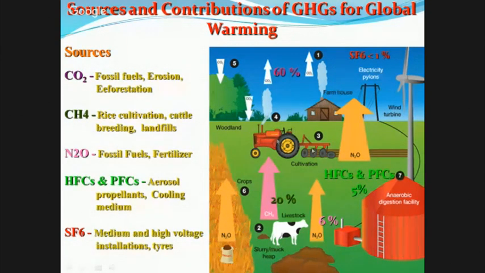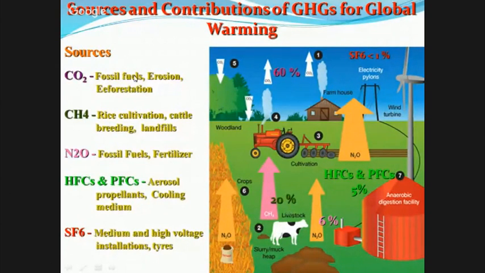You can see that transportation and these forms of gases altogether contribute about 60% of the carbon dioxide, and electricity again produces sulfur hexafluoride, which is less than 1%, but its contribution to greenhouse gases is very high. Similarly, hydrofluoro and other types of gases contribute 5%, livestock and other activities about 20%.